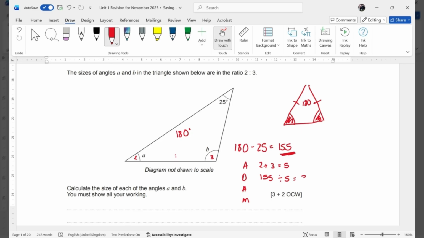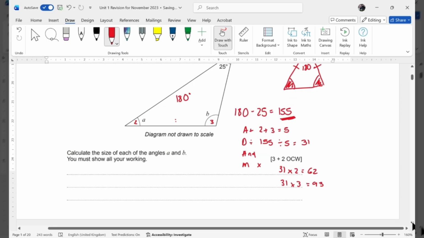Again, probably going to need a bus stop. It's 31. And multiply. Add, divide, and multiply. And we'll do 31 times 2, which is 62 for that one, and 31 times 3, which is 93 for that one. Again, that's more a ratio question.